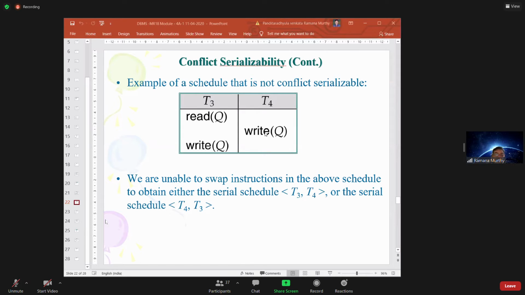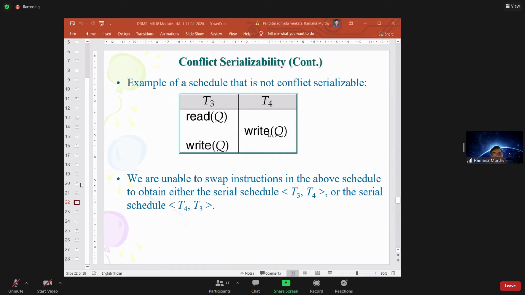Once again, these two operations are, one is write and the other is write. One is read and the other is write, but on the same data element. Once again, as per our rules, if one operation is a write, you can't swap, because if you swap, T3 may read the modified value of T4. But in this particular case, T3 is just reading the Q value, and T4 is making the modification of that previous value. T3 is not affected by the T4 write.